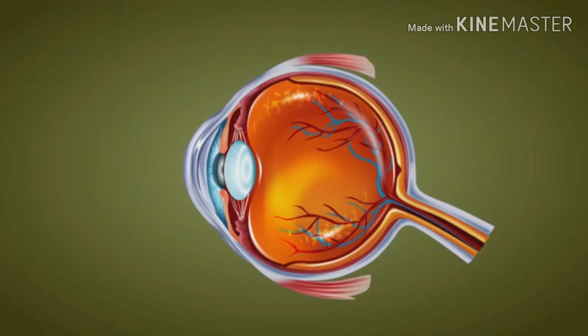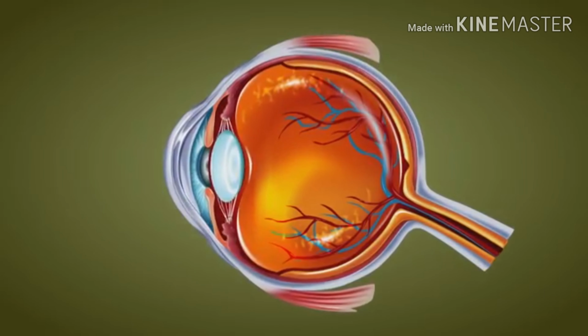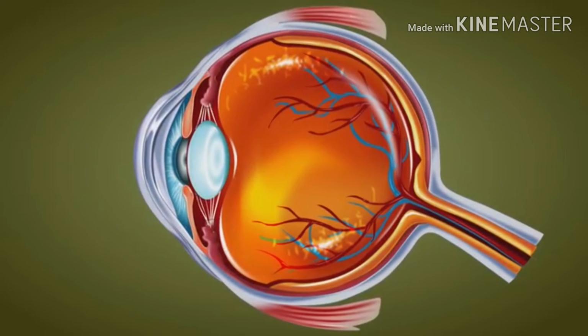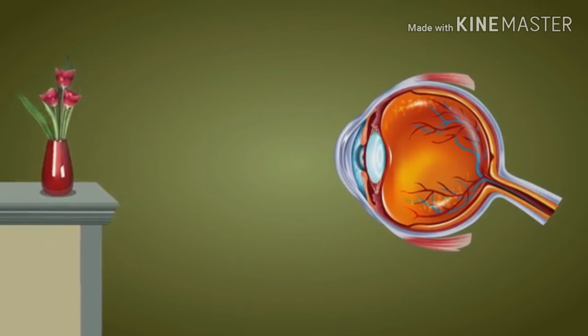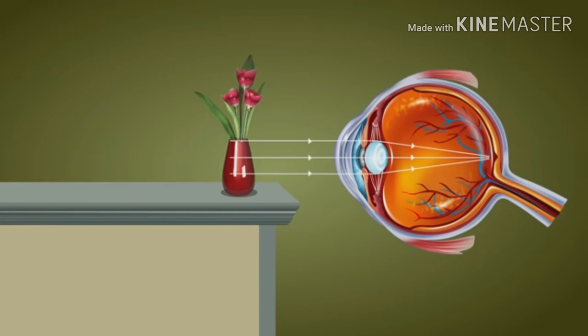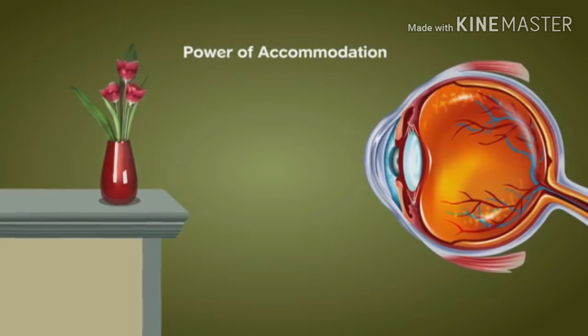Situated behind the pupil is a colorless, transparent crystalline convex lens surrounded by the ciliary muscles. The muscles hold the lens in place and help to change the focal length by adjusting the curvature of the lens. To view a distant object, the muscles relax, the lens becomes thin, and its focal length increases. To view a nearby object, the muscles contract, the lens becomes thick, and its focal length decreases. This ability to adjust its focal length is called the power of accommodation of the eye.